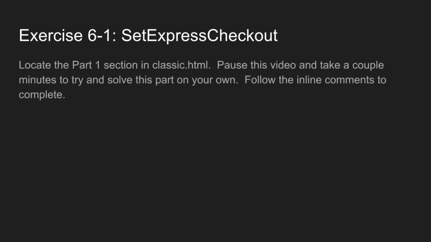All right, so part 1 of this exercise is Set Express Checkout. So we're going to use what we just learned about the request library included with Checkout.js to solve this problem. So let's locate the part 1 section in classic.html. Go ahead and pause the video and take a couple minutes to try and solve this part on your own. Follow the inline comments to complete. All right, if you haven't done so, go ahead and pause the video now because I'm about ready to go through the answers.